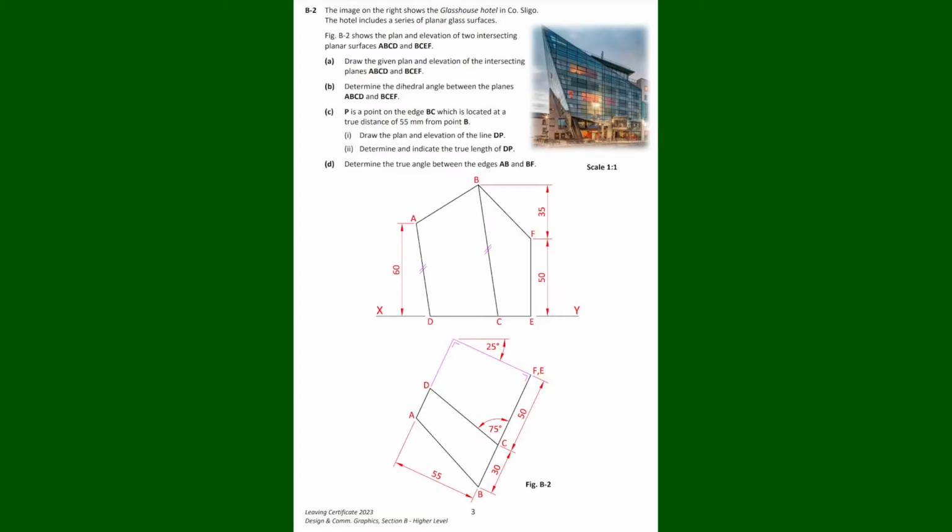So now looking at part C of the question, P is a point on the edge BC, which is located at a true distance of 55 millimeters from point B. We're asked to draw the plan and elevation of the line DP and determine and indicate the true length of that line.